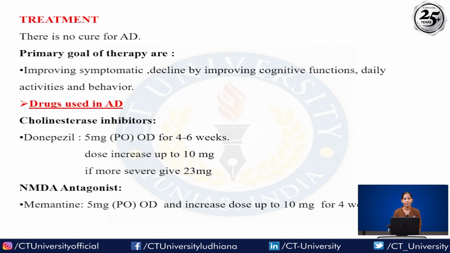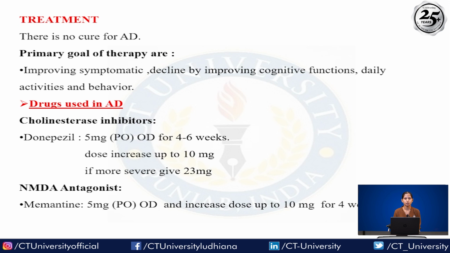Next is treatment. There is no cure for Alzheimer's disease. The primary goal of therapy is improving the symptomatic decline by improving cognitive functions, daily activities and behaviors. If the person has symptoms related to their brain and body, guide the patient and help them cope. Family support is necessary for that patient, because there is a loss of memory, and in that stage the person loses the names of their family members. Maybe the person also has stress, and due to the stress has that problem.